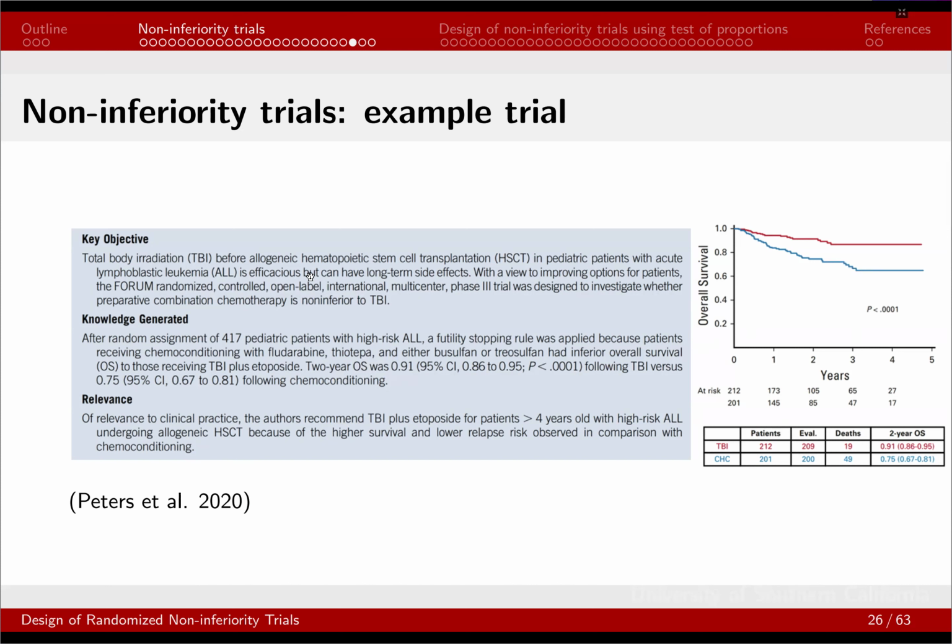So TBI, despite being toxic in the long term, the study team continued to recommend TBI as the standard of care for patients who receive transplant, at least in this patient population.